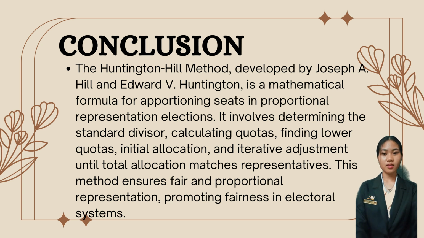In conclusion, the Huntington-Hill method, developed by Joseph A. Hill and Edward V. Huntington, is a mathematical formula for apportioning seats in proportional representation elections. It involves determining the standard divisor, calculating quotas, finding lower quotas, initial allocation, and iterative adjustment until the total allocation matches the number of representatives. This method ensures fair and proportional representation, promoting fairness in the electoral system.